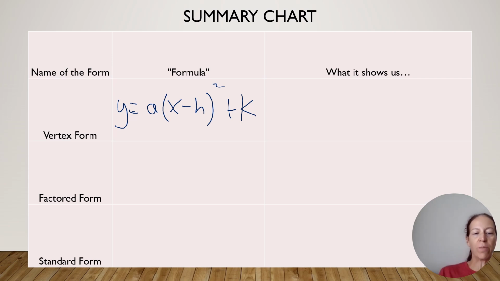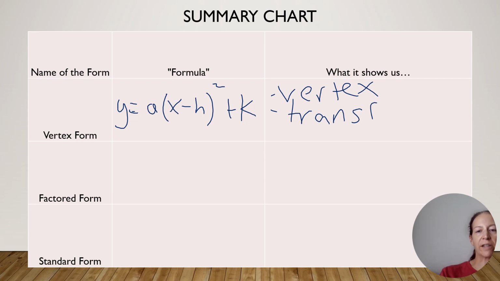That's the general form. You've got your x and your y, which of course you might have f of x instead of a y. And the a, the h, and the k all represent numbers, and your x and your y would be your variables. What does vertex form show us? Well, don't overthink this. Vertex form shows us the vertex. It is also the form that would show us the transformations most easily.